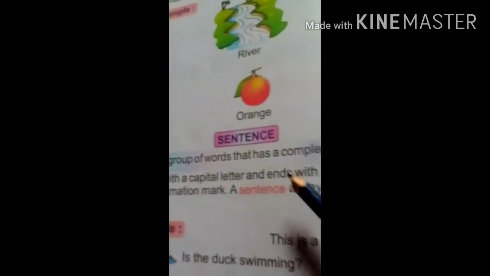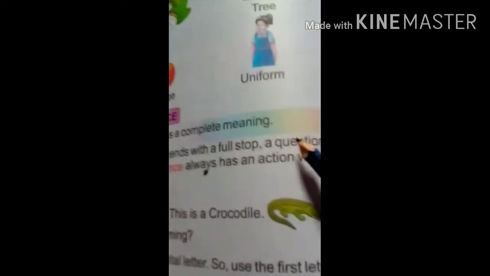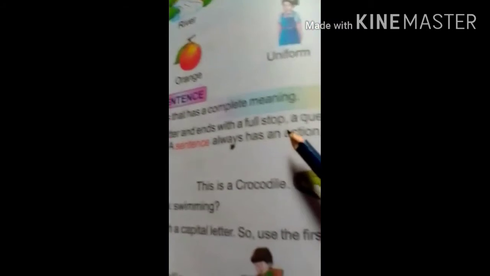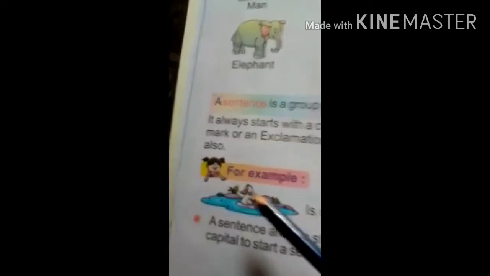Sentence. A sentence is a group of words that has a complete meaning. It always starts with a capital letter and ends with a full stop, a question mark or an exclamation mark. A sentence always has an action word. For example: Is the duck swimming?